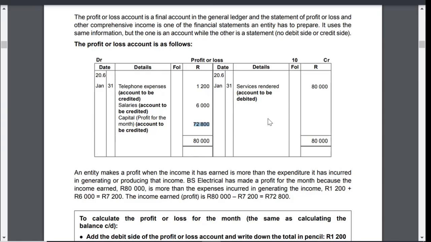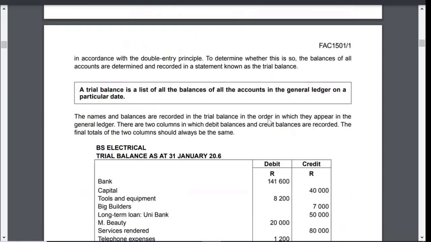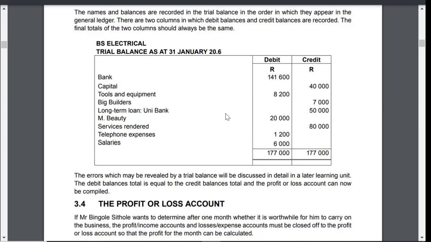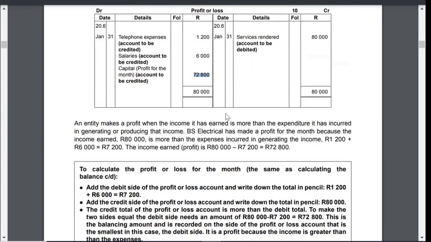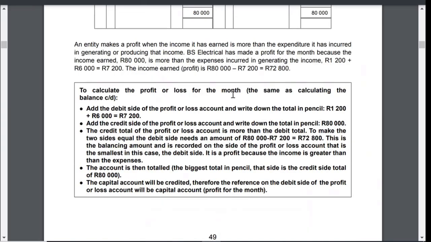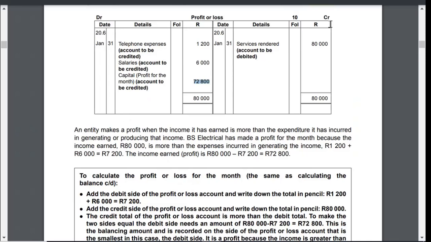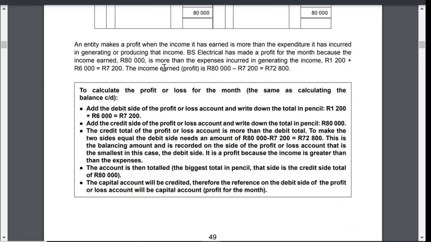And I think, didn't we calculate it there? Yes, look here. I think we did calculate that, looking at the trial balance. Yes. Can you see? To calculate the profit or loss for the month, it's the same as when you're balancing the account. The bigger side, which is the credit side, you minus the smaller side, which is the debit side, minus 1,200 minus 6,000 to get you a profit of 72,800.